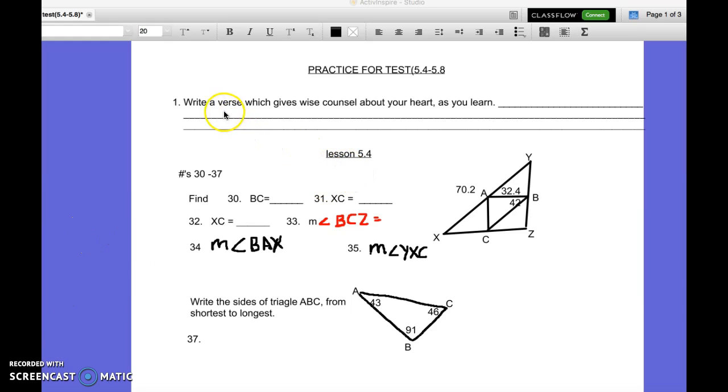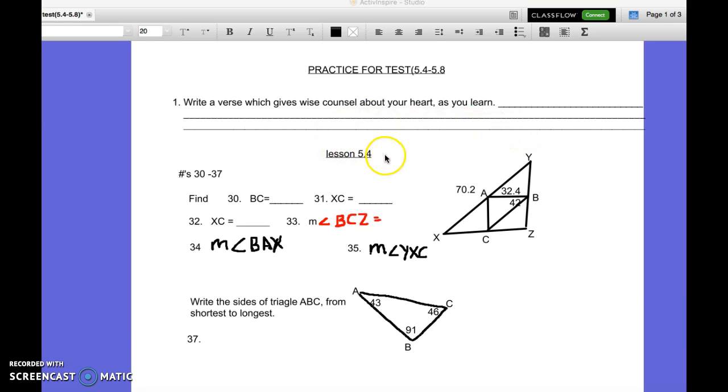Okay, I'm going to start with the verse, which is a great verse I gave you, which gives wise counsel about your heart as you learn. I trust you remember it, you can just say it with me, and you've got it written down. It says, keep your heart with all diligence, for out of it spring the issues of life. Say it with me. Keep your heart with all diligence, for out of it spring the issues of life.